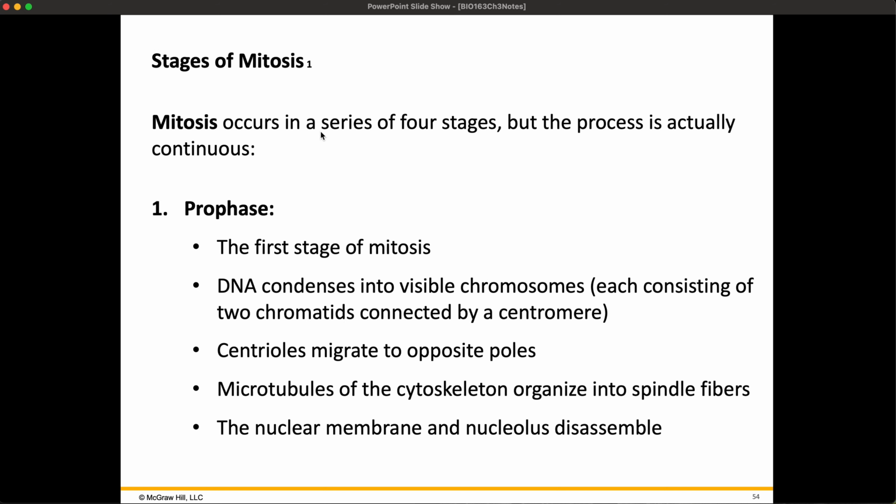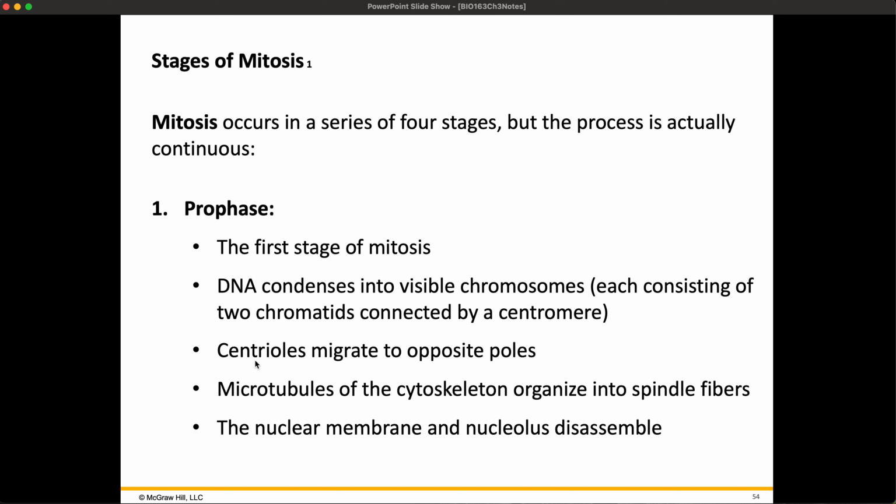So mitosis happens in a series of 4 stages, but it is a continuous thing, so one overlaps with the other. The first is prophase. DNA condenses into visible chromosomes rather than being in that chromatin material like it will be for interphase, each consisting of 2 chromatids connected by a centromere. So when you think about it, you have a chromosome, that's that X shape. Each one of those lines of the X is a chromatid, and then in the middle there's this thing called a centromere. The centrioles migrate to opposite poles.